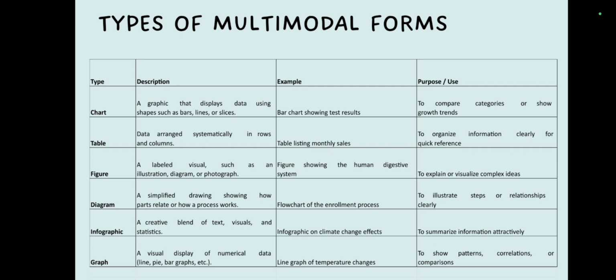show growth trends. Aside from chart, we also have tables wherein you are going to arrange the data systematically in rows and in columns. For example, table listing monthly sales, gaya ng sinabi ko kanina. And then, ang purpose niya is to organize information clearly for quick reference.